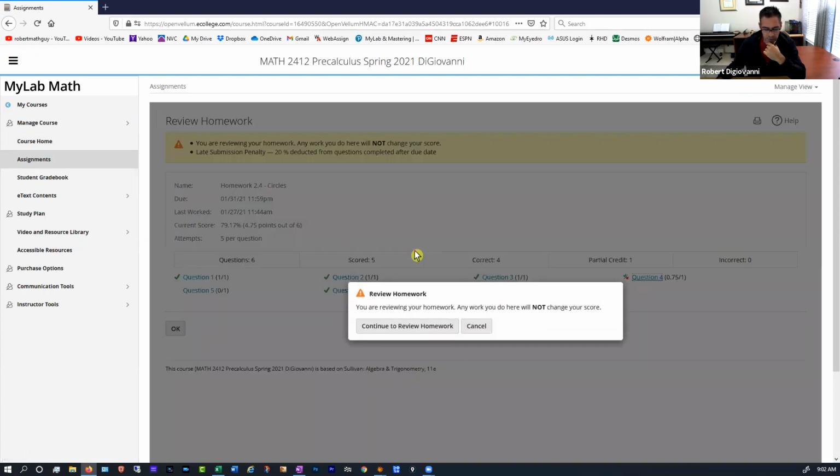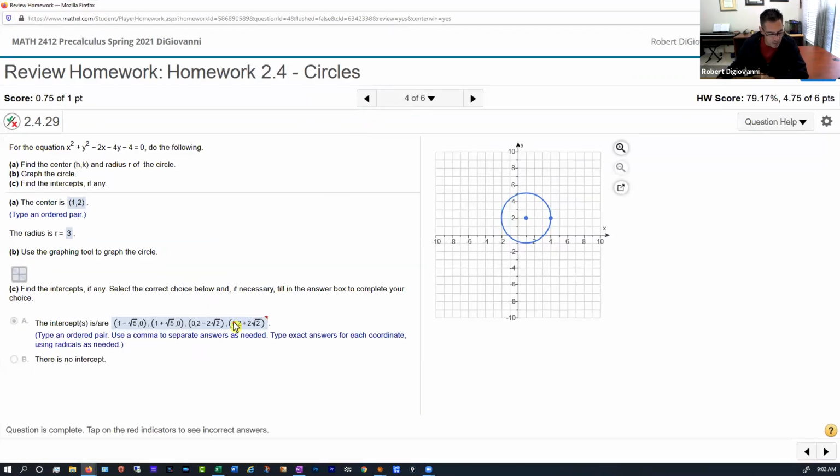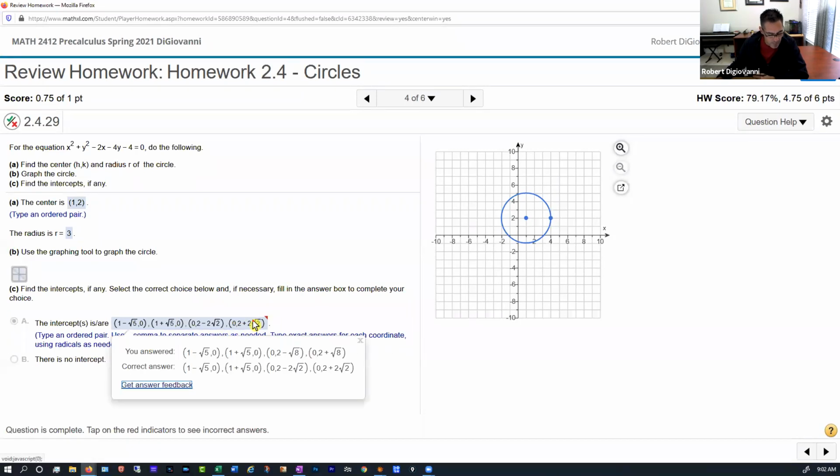Okay, was it this one, question 4? So let's see, was this the one? Yeah, okay, so the correct answer. The only thing that was incorrect in my answers was that I did not simplify the square root of 8. So you can see everything else matches perfectly. They wanted me to rewrite the square root of 8 as 2 root 2. Is that what you're referring to?